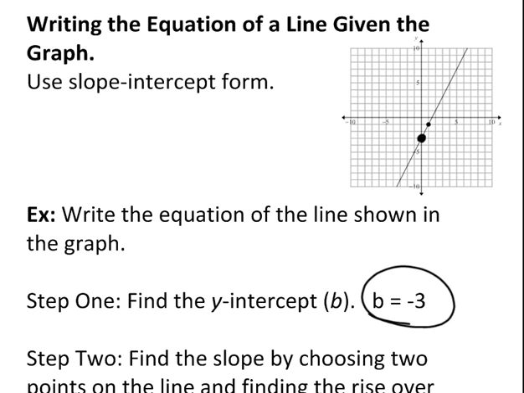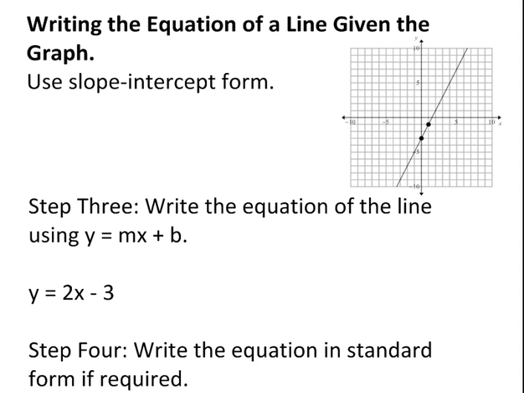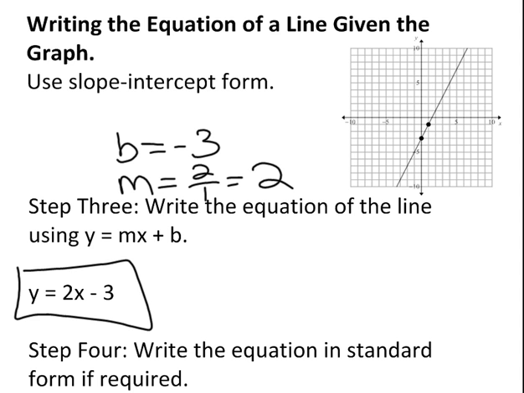So remember, slope is rise over run. So how many do we go up? How many do we go to the right? We go up 2 to the right 1, so the slope is 2/1. All right, so we knew that b was equal to -3. We knew that m was equal to 2/1, which will reduce to 2. So we know m, we know b. We can write the equation.